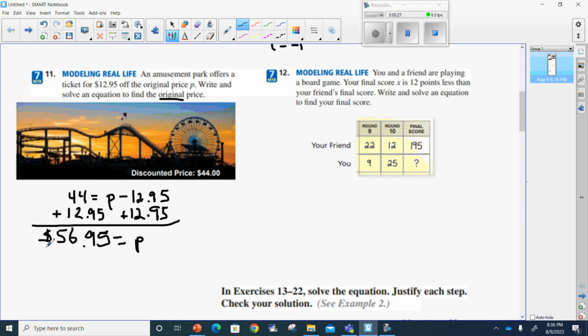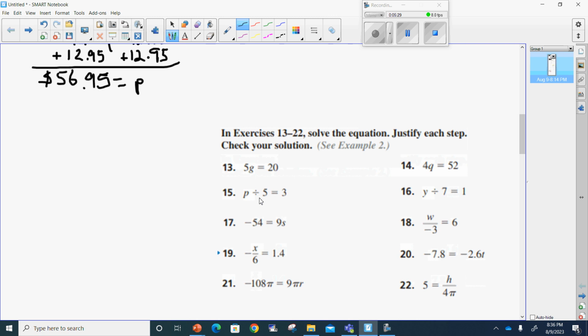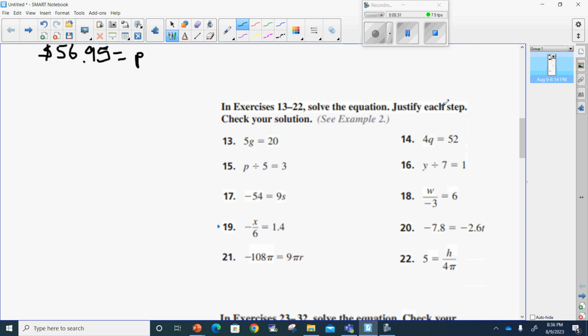All right, that was number 11, which means you have number 12 to do. Let's look at number 13. It says solve the equation, justify each step, check your work. We got 5g equals 20. Well, we know that 5g equals 20 means we're going to isolate g, the variable.